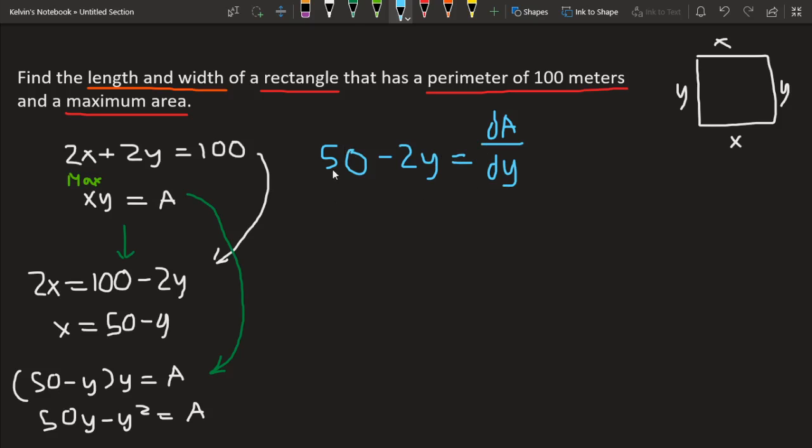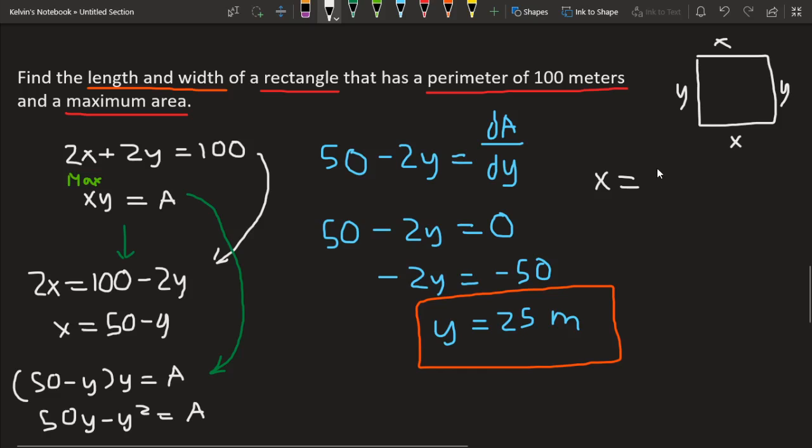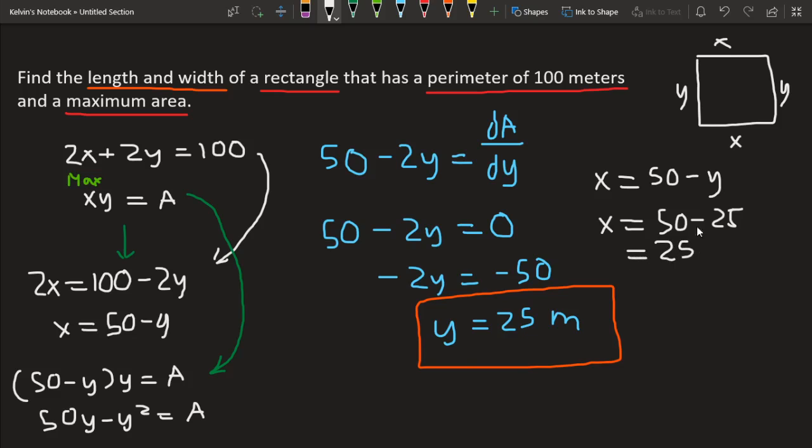So now that we have that, we can find the relative minimum or maximum by setting dA/dy equal to 0. And we get negative 2y is equal to negative 50, so y is equal to 25, and actually this would be 25 meters. Now, what about x? Well, we know from earlier that x is 50 minus y. So x is equal to 50 minus 25, which is equal to 25 meters, like so.